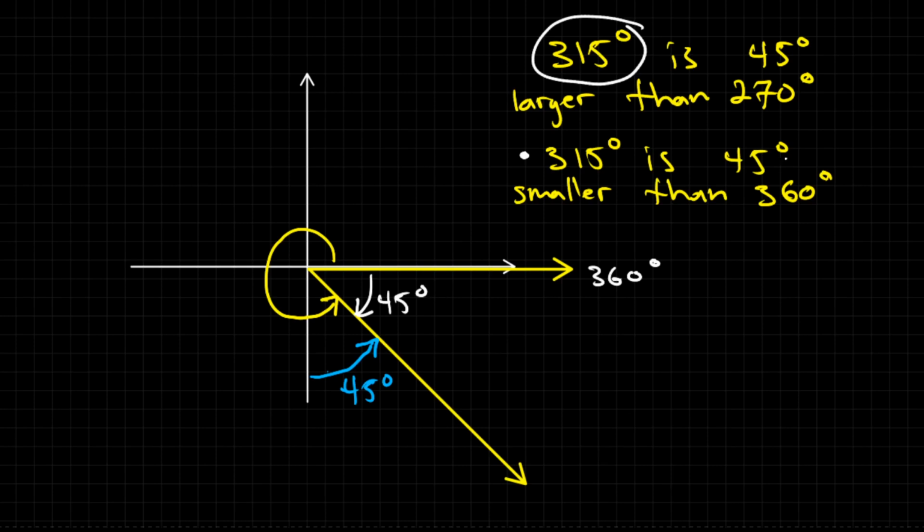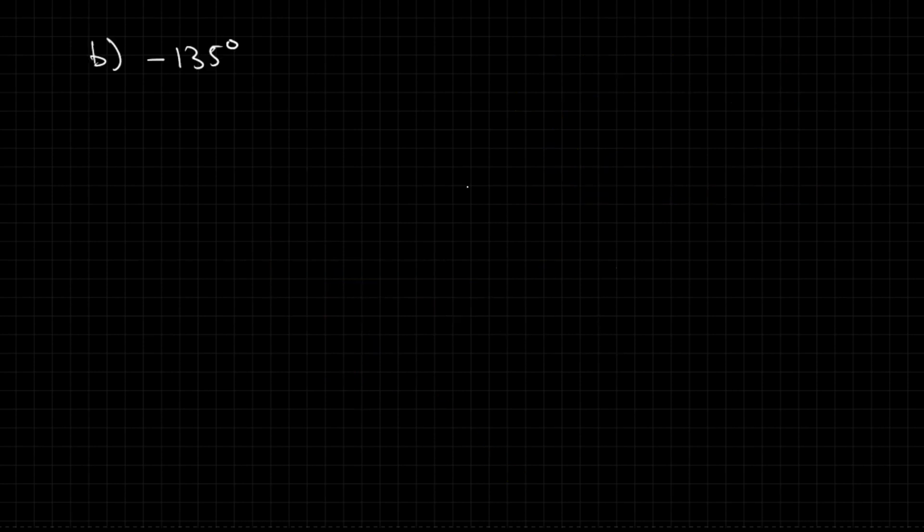So if you came to the conclusion that 315 degrees was 30 degrees less than 360, then your angle would look something more like this. Again, because this looks more like 30 degrees smaller than 360 degrees.